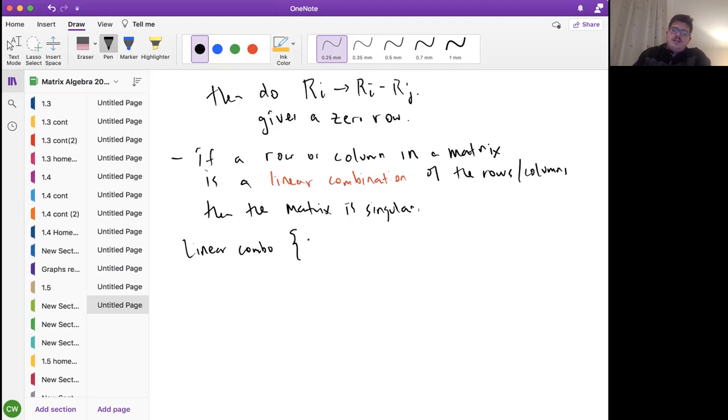So let's say I have a set of vectors, v1, v2, v3. All possible combinations. So what are all possible combinations? It's something times the first plus something times the second plus something times the third, right? That is any linear combination.